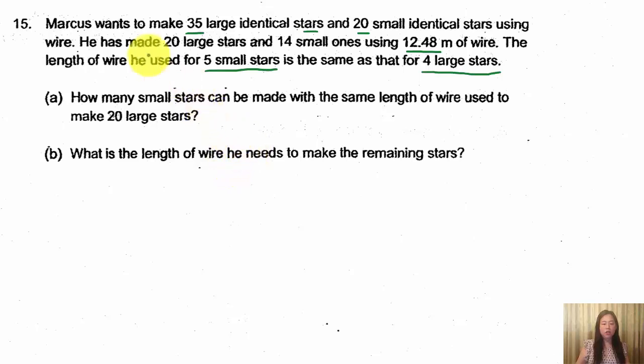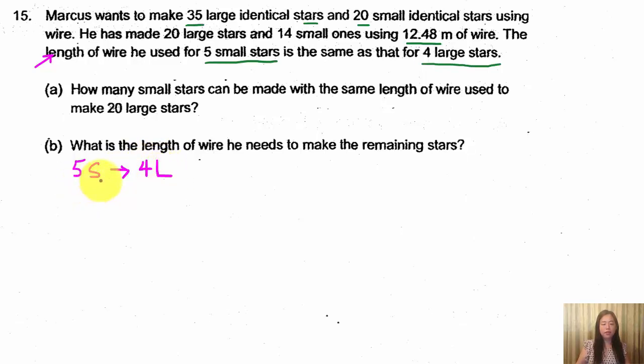So, the challenge for this question is that they did not give us the dimensions of the large stars and the small stars. But we can actually guess from this sentence here, which is 5 small is equivalent to 4 large. But the problem is this is S and this is L. So it's very hard to compare.